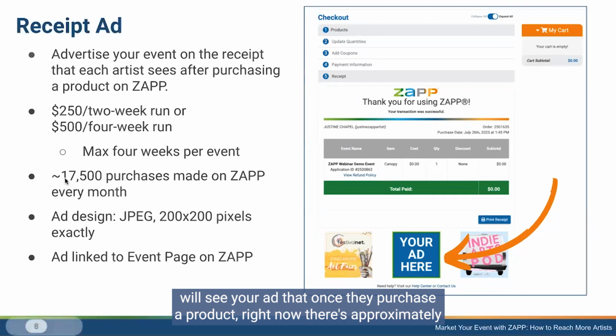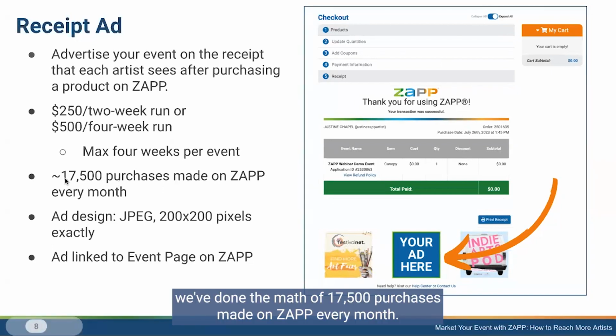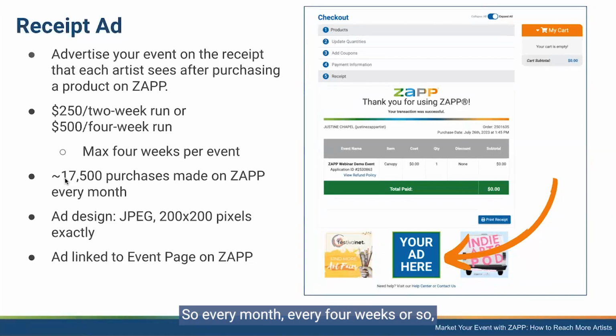Right now, we've done the math, there are approximately 17,500 purchases made on ZAPP every month. So every month, every 4 weeks or so, about 17,000 purchases are made on ZAPP.